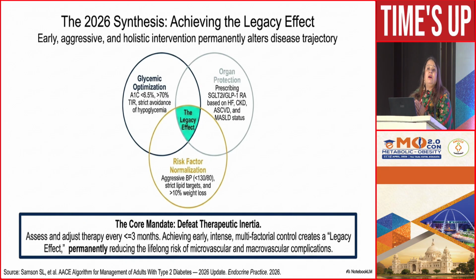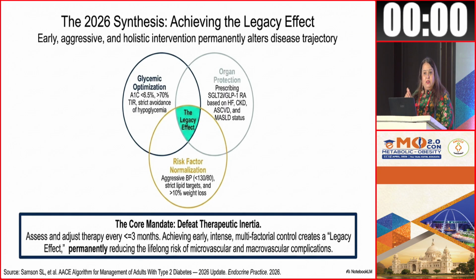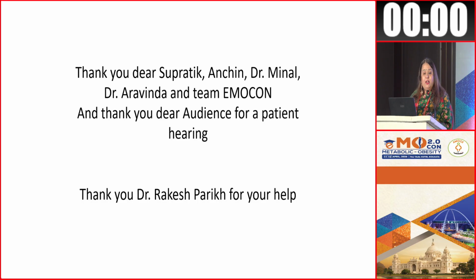Remember, the keywords were avoid therapeutic inertia, glycemic optimization, organ protection with the correct use of the classes of drugs, and then risk factor normalization, which is addressing the aggressive BP, lipid targets, as well as weight loss is very well integrated in this. So the core mandate is defeat therapeutic inertia, assess and adjust therapy every 3 months, and achieve early intense multifactorial control, creating a legacy effect, permanently reducing the lifelong risk of micro as well as macro complications.